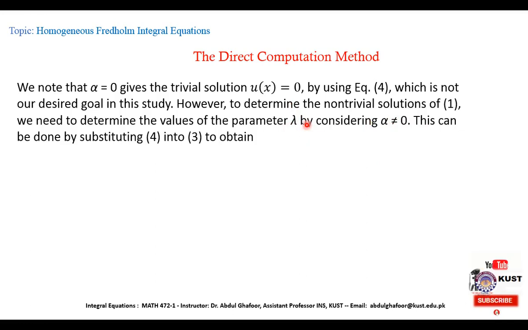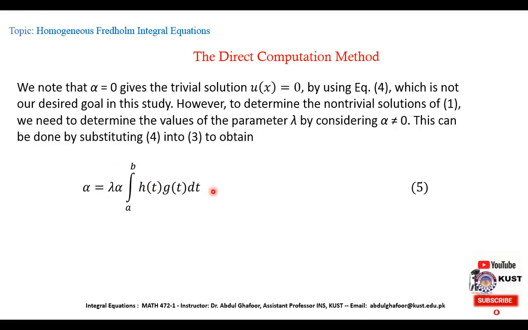Now this value can be found by substituting equation 4 into equation 3 to obtain equation 5, where equation 5 is alpha is equal to lambda alpha, integral from a to b h of t g of t dt. We have just substituted equation 4 into equation 3.